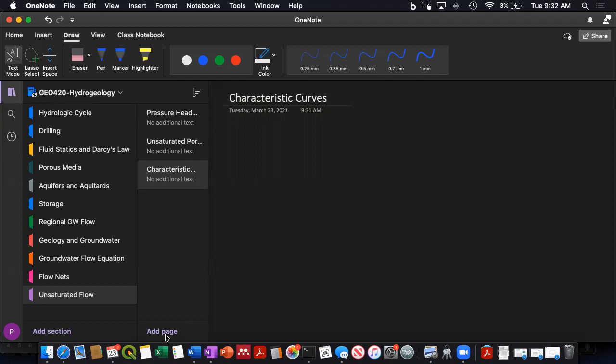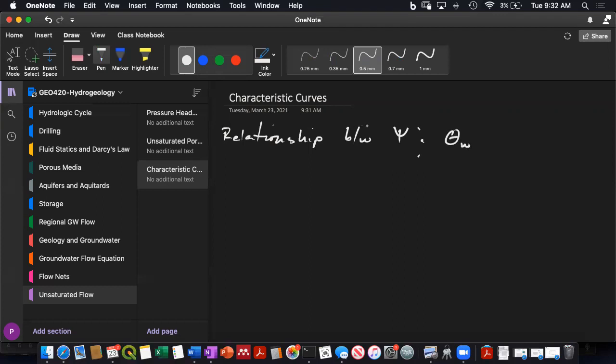And so the first one we'll do is the relationship between psi and theta sub w, the water retention curve. And let me just tell you that there's a cottage industry of trying to figure out what these relationships look like. You are going to use the two most common in hydrology. The first we'll talk about is the Brooks-Corey. And then the second one is called the Van Genuchten.